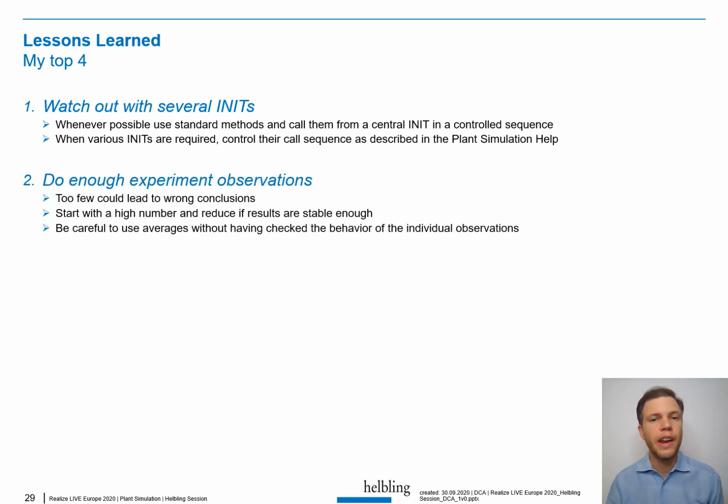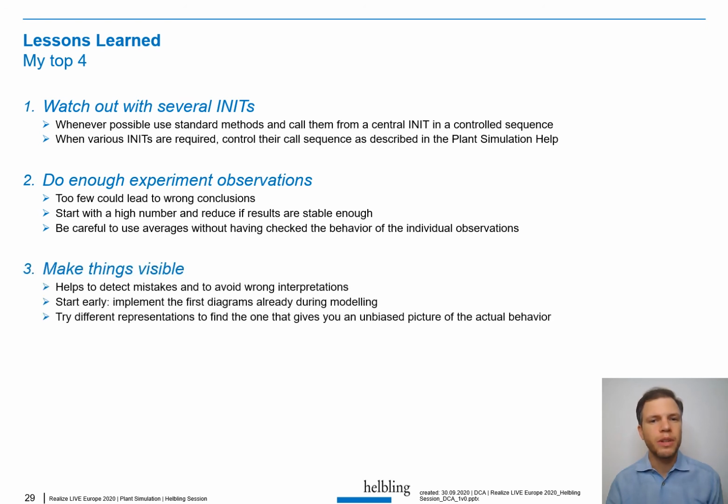Number 2. Do enough experiment observations. As we have seen, too few could lead to wrong conclusions. I suggest to start with a high number and reduce it if the results are stable enough. But be careful to use averages without having checked the behavior of the individual observations. This brings me to number 3.